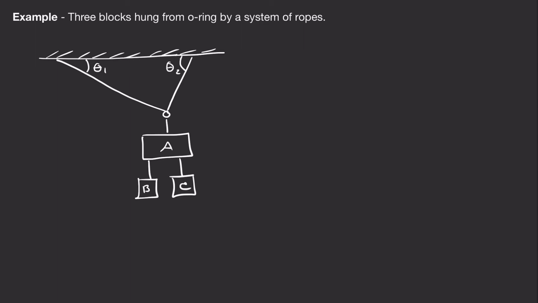Okay, we have another problem where 3 blocks are hung from an O-ring by a system of ropes. So forgive my poor drawing. And we're going to draw a free body diagram for the O-ring, for blocks A, B, and C. Okay, so I'm going to start with the O-ring. The O-ring, it's going to have a weight that is straight down.